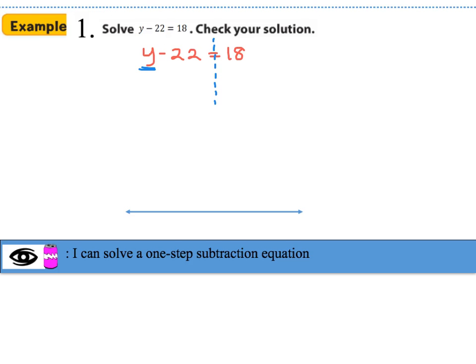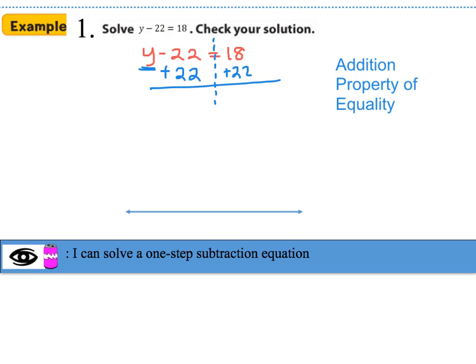So in order to get rid of negative 22, I have to do the opposite of minus and add 22. So I'm going to add 22 to the left side of my equation. But I have to keep things balanced, and I have to add it to the other side as well. This is an example of the addition property of equality, because I added 22 to both sides of my equation.